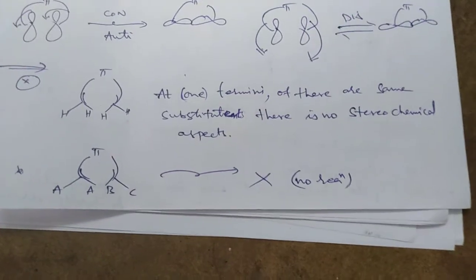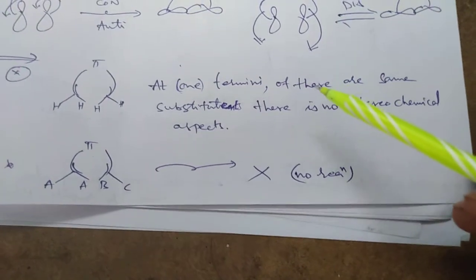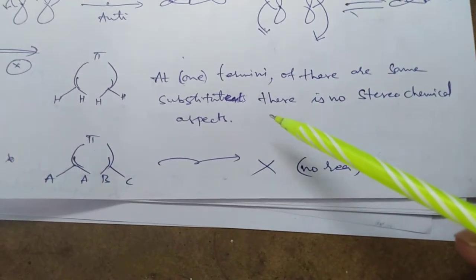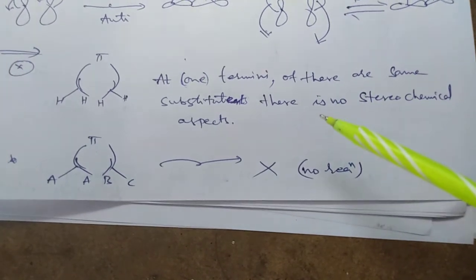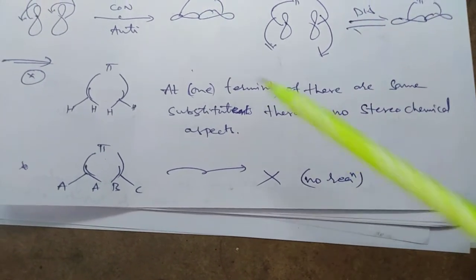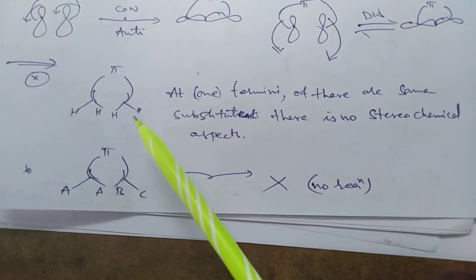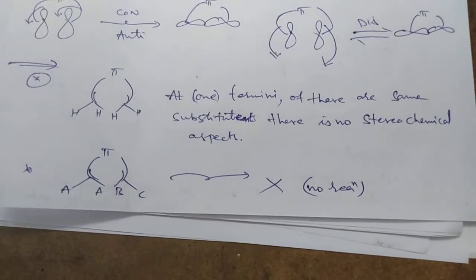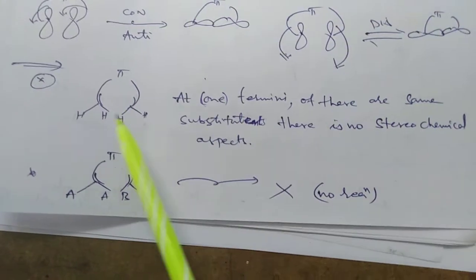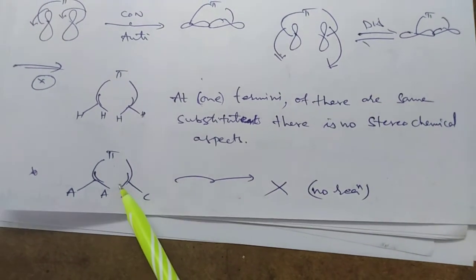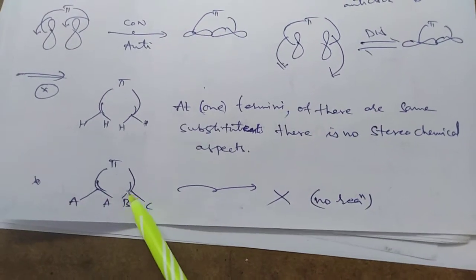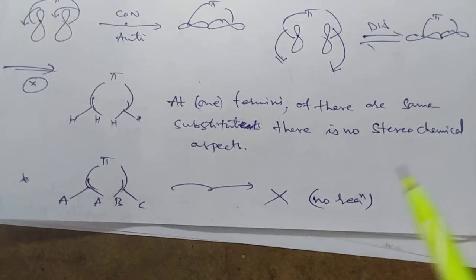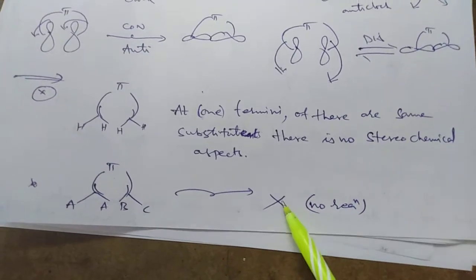And the stereochemical aspects of these compounds are explained by the following features. If the pi bonds have the same substituents, there are no stereochemical aspects. If different substituents are present at the termini of the pi compounds, there are some stereochemical aspects like this.